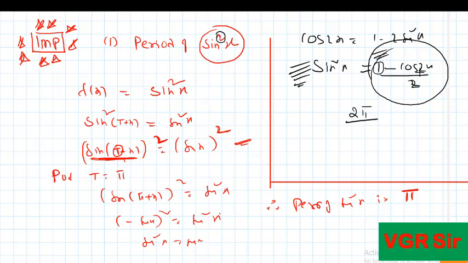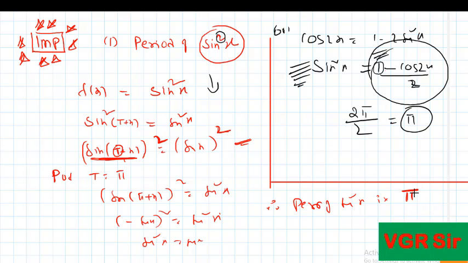So what is the x coefficient here? 2. 2 pi by 2, what? No, pi. Pi is the period of (1 minus cos 2x) by 2. That is the period of sin square x. Therefore, the period of sin square x is nothing but pi. By using it in this way or by using the definition, we get the period of the sin square function is pi.